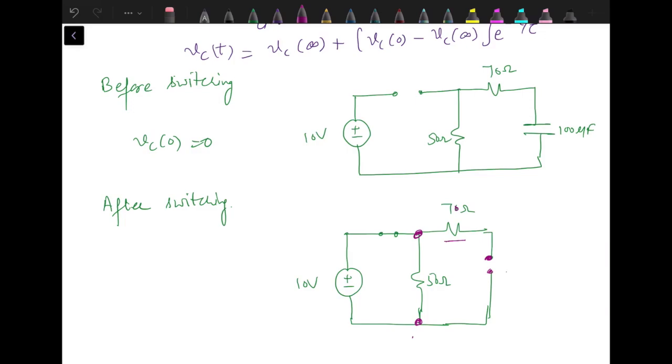Now this 50 ohm resistance is connected in series with this 10 volt. So the whole of this 10 volt will appear across this 50 ohm. So Vc infinity is directly 10 volts. We don't need to do any calculations. We just need to understand the concept of how we are getting this as 10 volts. There is no drop across the 70 ohm resistance. This 10 volt and 50 ohm are in series. So the whole 10 volt is appearing across the 50 ohm resistance, that is the voltage across the capacitor.